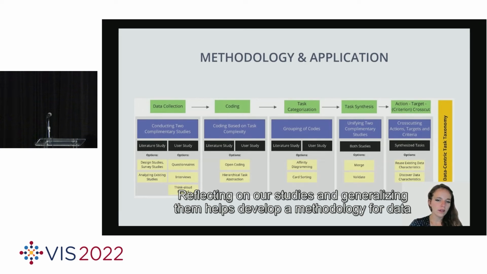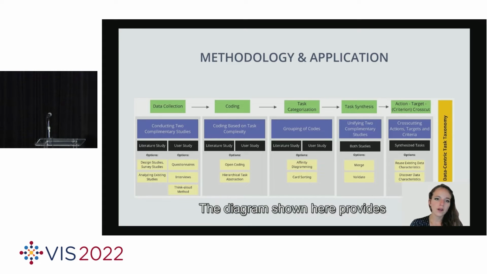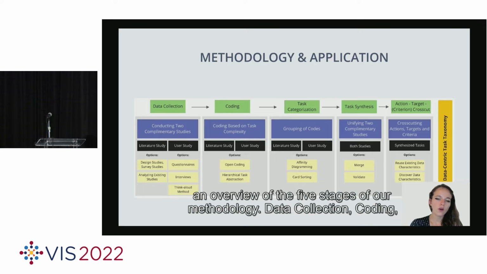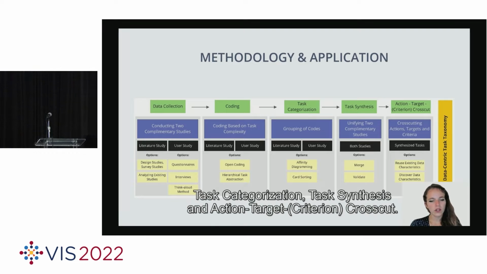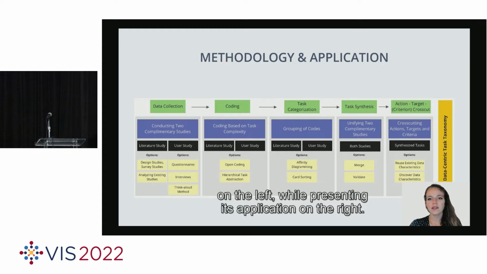Reflecting on our studies and generalizing them helped develop a methodology for data-specific and domain-agnostic taxonomic structures. The diagram shown here provides an overview of the 5 stages of our methodology: data collection, coding, task categorization, task synthesis, and action target criteria crosscut. While presenting the next slides, I will always present our methodology on the left while presenting its application on the right.